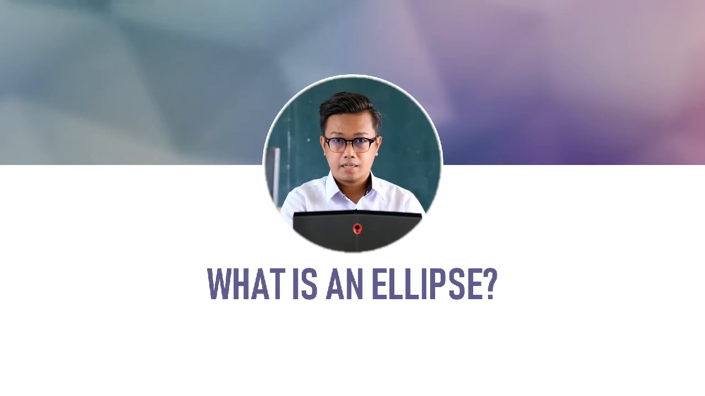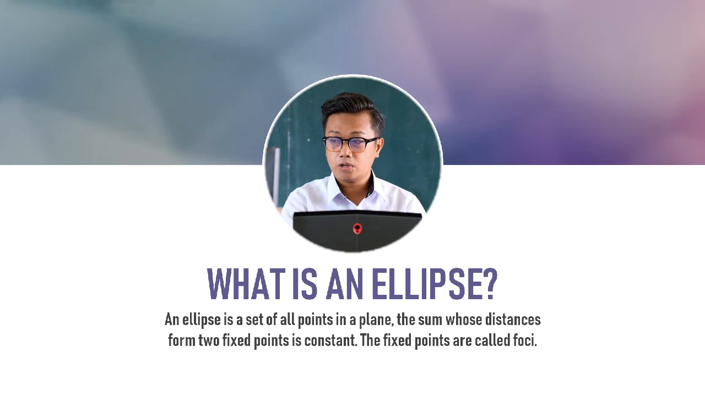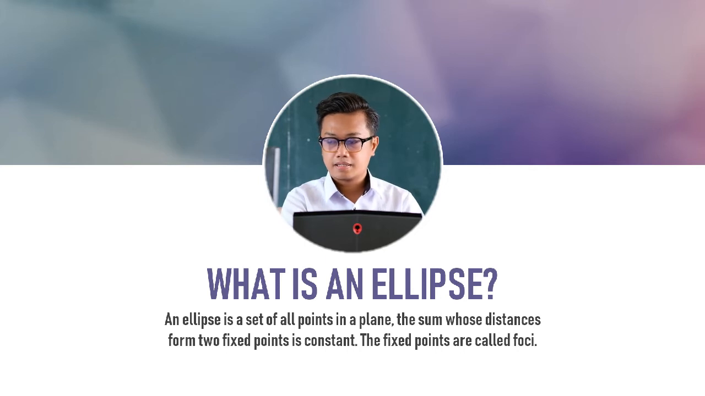So what is an ellipse? An ellipse is a set of all points in a plane, the sum whose distances from two fixed points is constant. The fixed points are called foci.